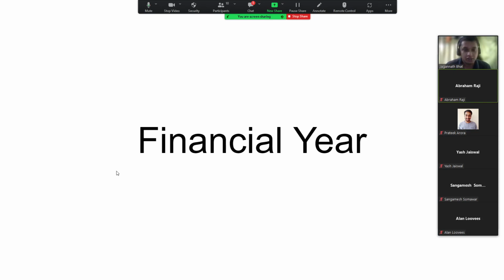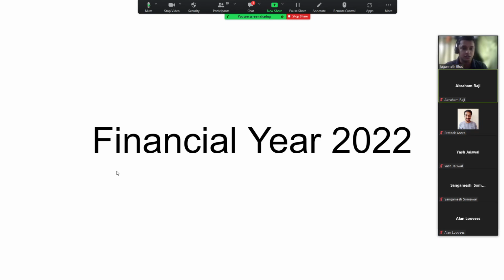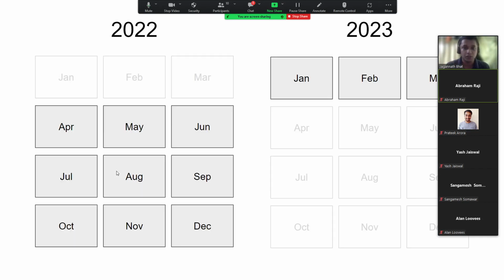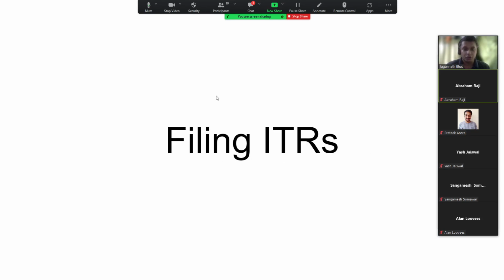So basically, a financial year starts from April to March. So for now we are in the financial year 2022-2023, which starts from April 2022 to March 2023. In the calendar it looks like this. So yeah, then we have the previous year and assessment year, and this is much more important when you're filing ITRs.